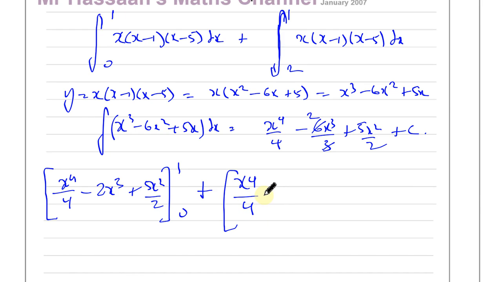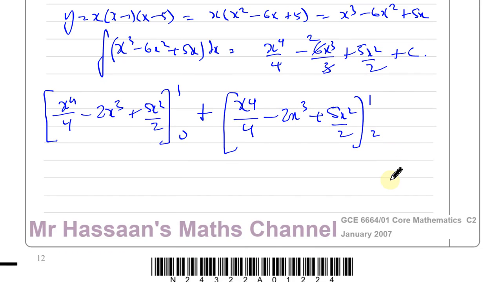So x to the power 4 over 4 minus 2x cubed plus 5x squared over 2. And I'll put the limits as 1 and 2 instead of 2 and 1. And that should give us the area that we require. So that's going to be a quarter minus 2, plus 5 over 2, minus, I'll put 0 in there, that'll be 0, and I have plus, and then I'm going to have 1/4. It's going to be the same as this basically.